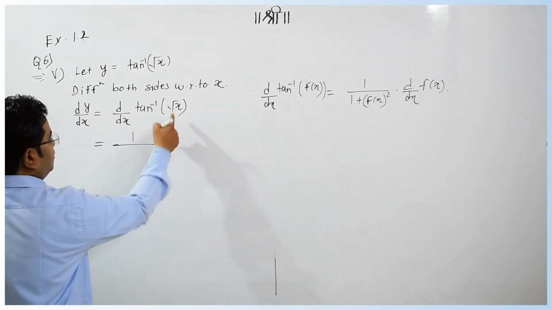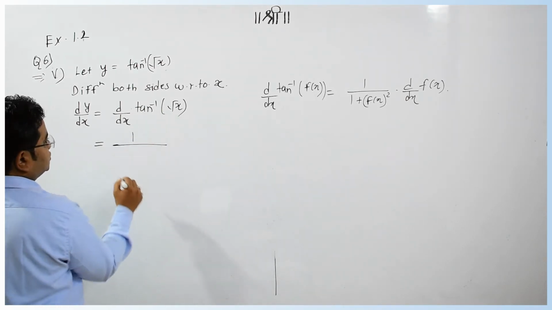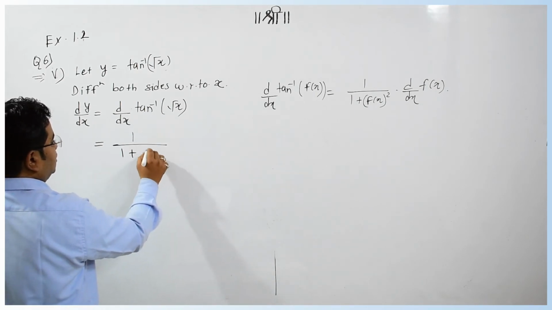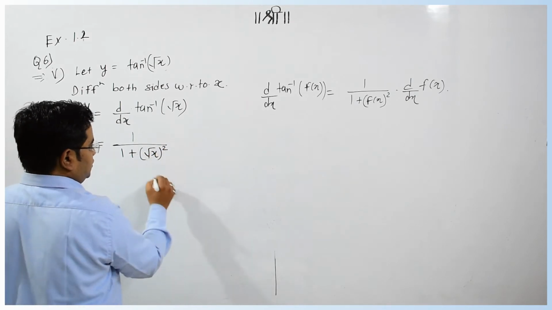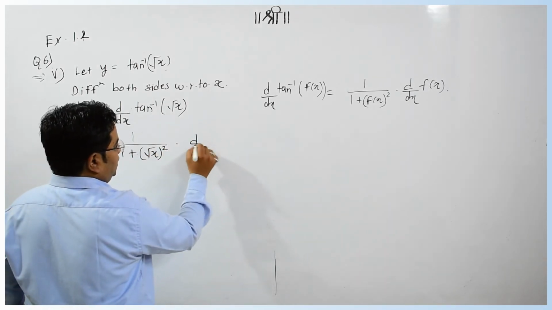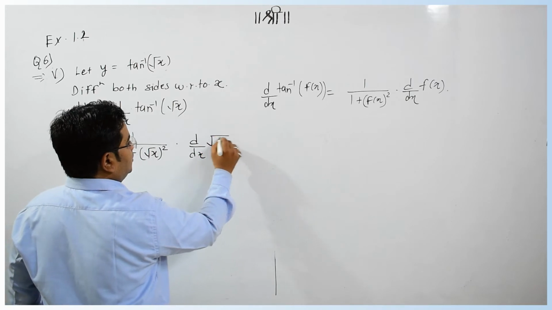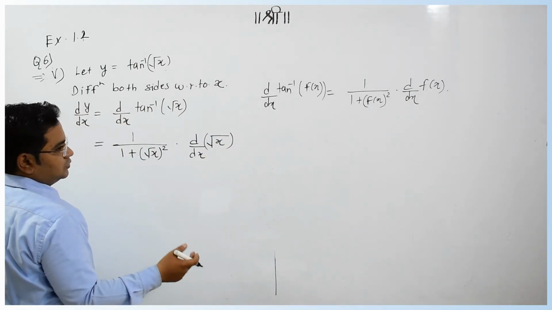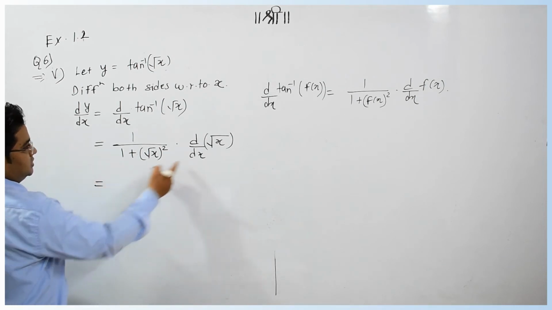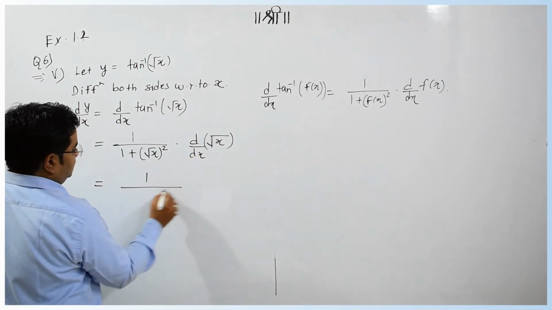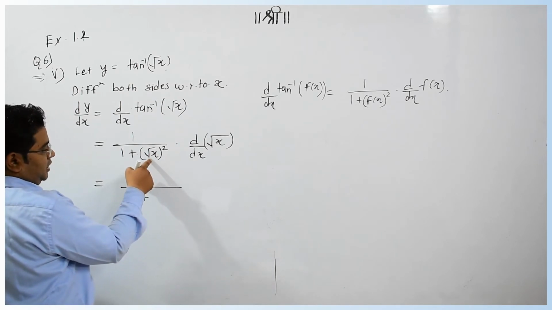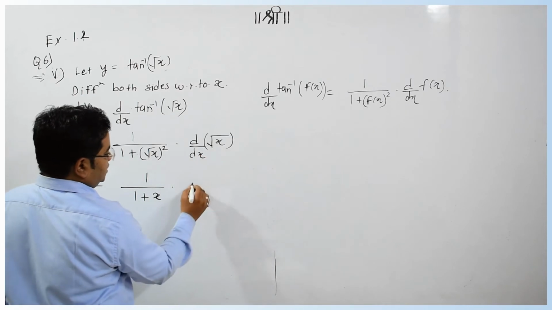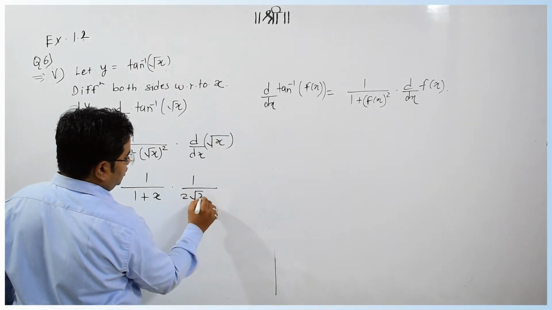So 1 upon, what is our f of x? Under root of x. What is the square of under root of x? It will be x, but I am not doing it directly. So under root of x bracket square, dot, what is the d upon dx of under root x? As you know, it's 1 upon 2 into under root of x. This is very beautiful. So 1 upon 1 plus, under root square will be x only, into the derivative, 1 upon 2 under root of x.